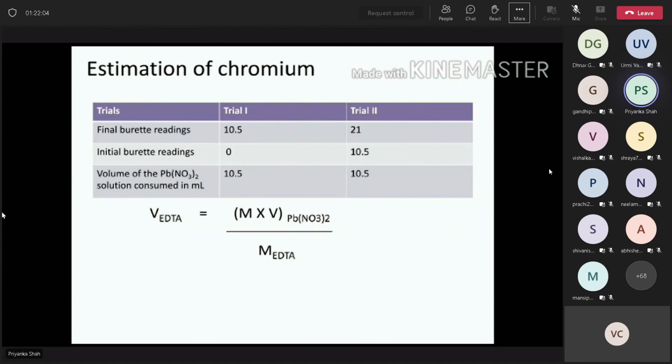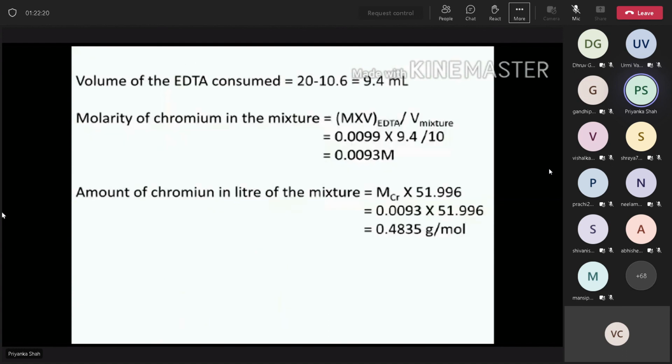From the burette readings, volume of EDTA was calculated by multiplying molarity of lead nitrate with volume of lead nitrate and dividing it by molarity of EDTA. Further, volume of the EDTA consumed is equal to 20 minus 10.6, which is the calculated volume of EDTA, which gives the value of 9.4 ml.